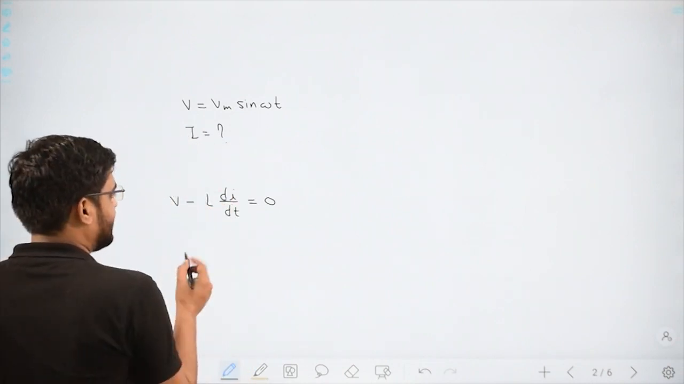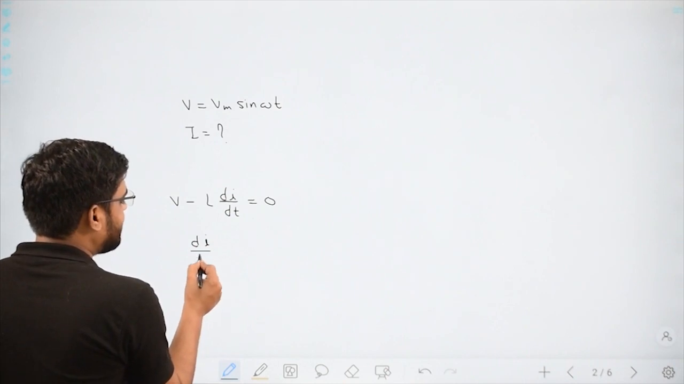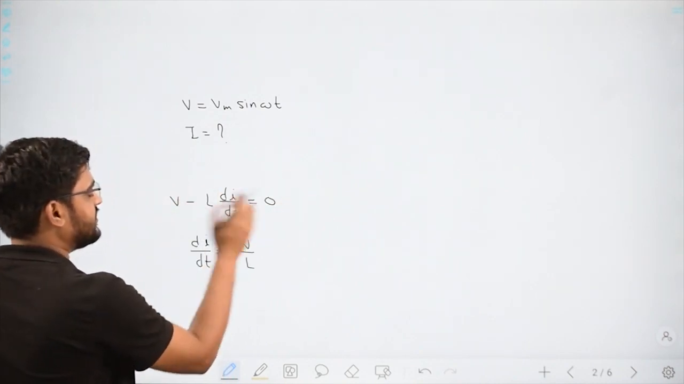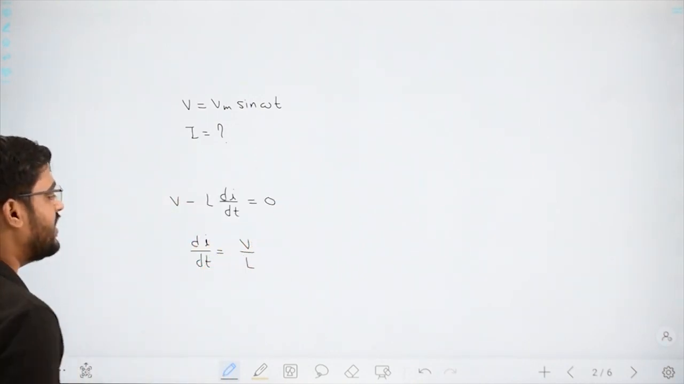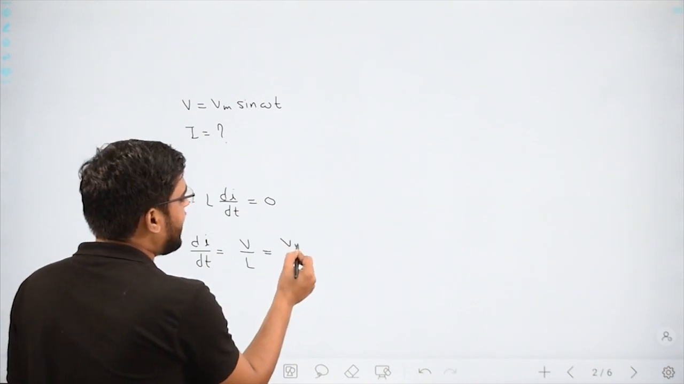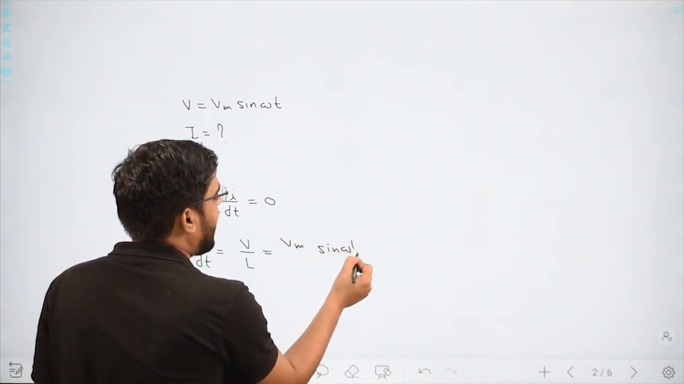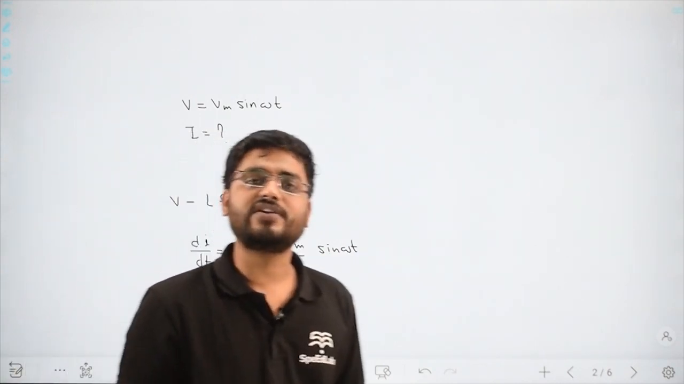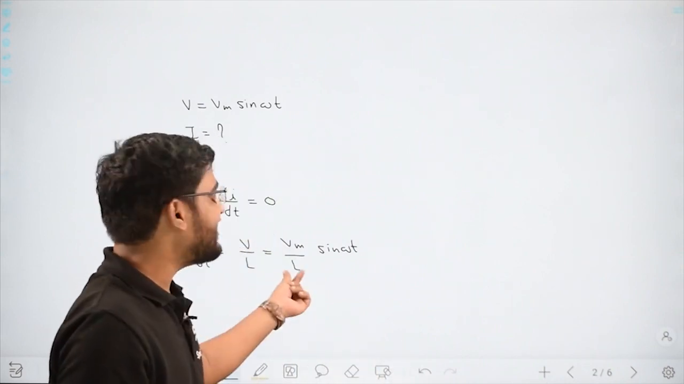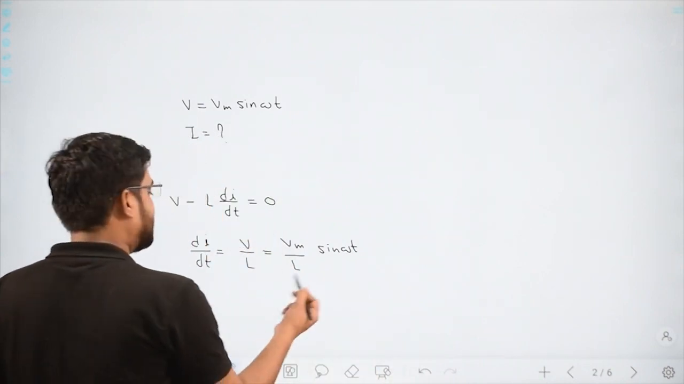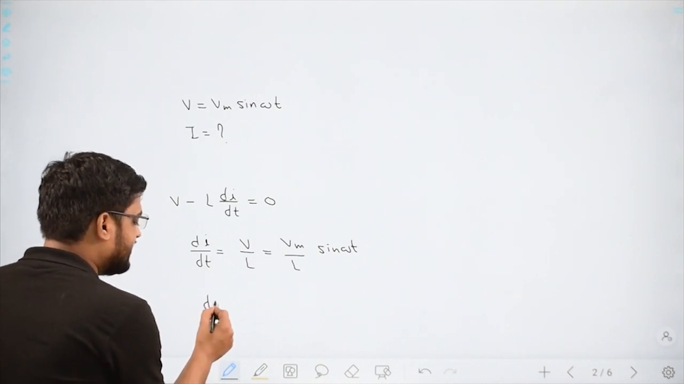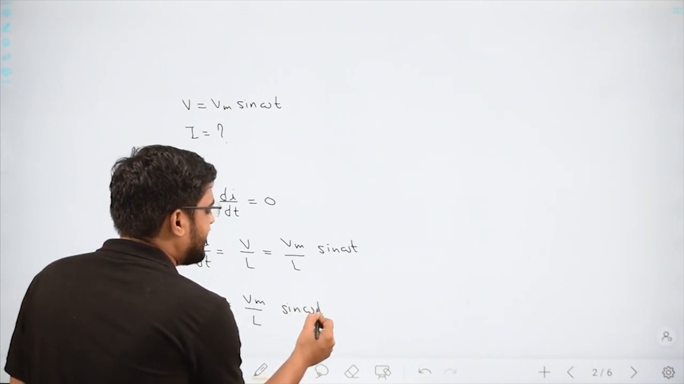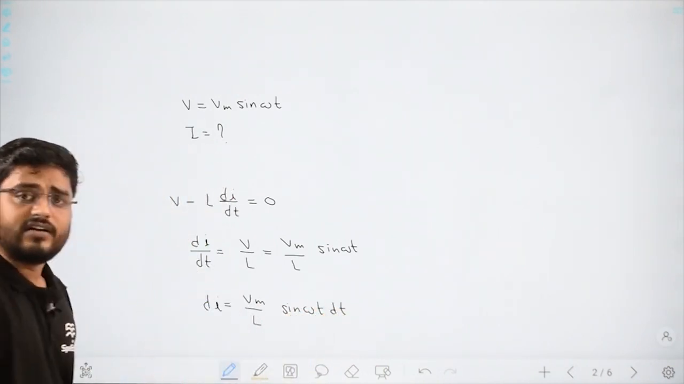We needed to get the current, okay? So I am writing that di by dt is nothing but V by L. V goes this way, the entire thing goes the other way around, and we get V by L. What is V? V is Vm sin omega t, divided by L. I am keeping this aside because this entire thing is a constant. Vm is the peak value of the voltage while L is the inductance of the inductor. Now I am making it di is equal to Vm by L sin omega t dt.